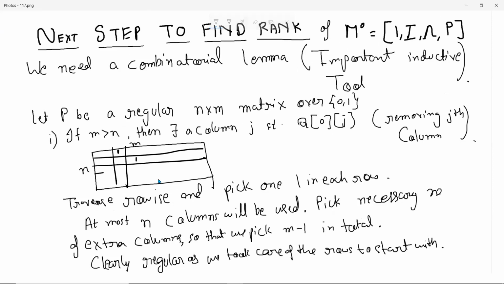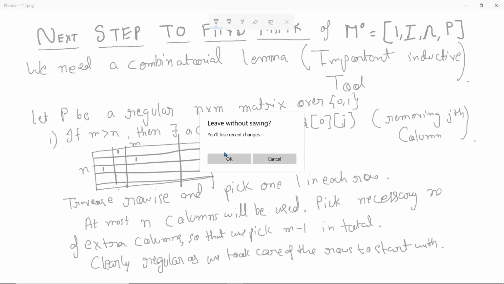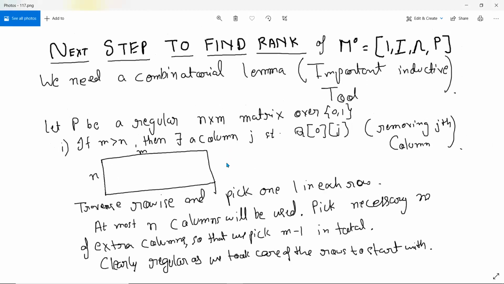But in any case, you can traverse and find a 1 in every row because it's a regular matrix, and so on. Now, by the time you reach the nth row, you would have used at most n columns. And so there will be some column which you don't use. And you can really get rid of that column because the rest of the columns would still have ones, because columns having ones don't depend on other columns. And the rows having ones, we have already taken care of. And so this will still be regular. This is an interesting lemma which will be used in an inductive manner. And it's such a simple lemma. Right. So let's keep rolling.